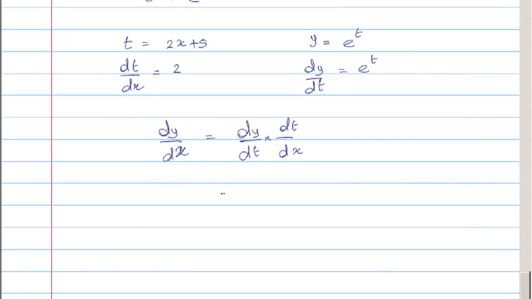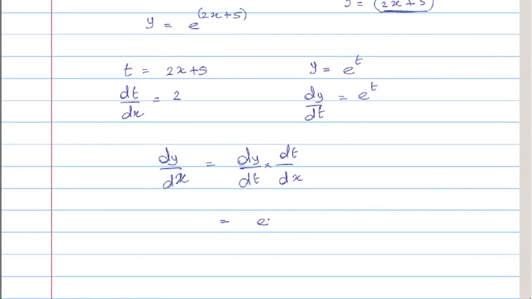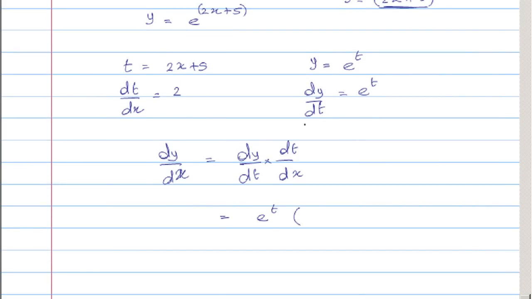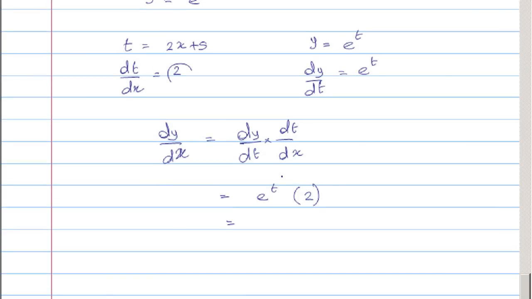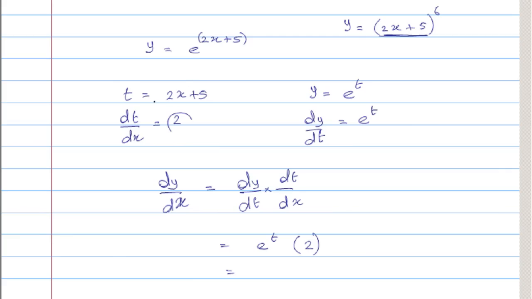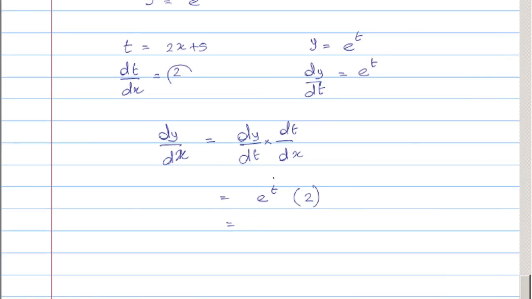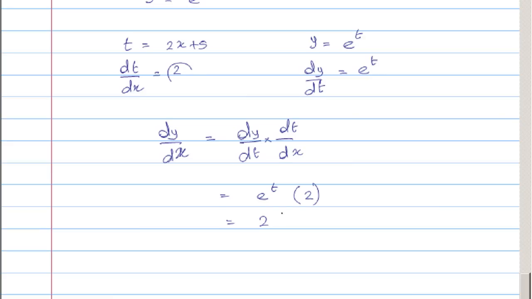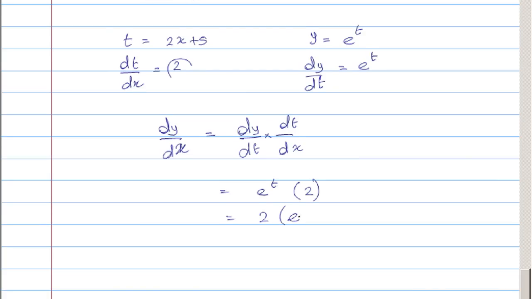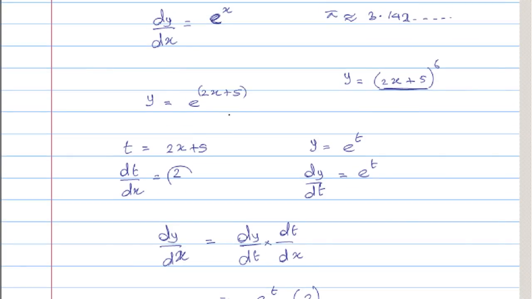Now dy over dt is just e to the power t, and then I have times dt over dx, which is equal to 2. My final step would be to substitute back for t. I took the substitution t equals 2x plus 5, so I'll bring this 2 to the front and write this as 2 times e to the power 2x plus 5. That would be the derivative of this function, y equals e to the power 2x plus 5.